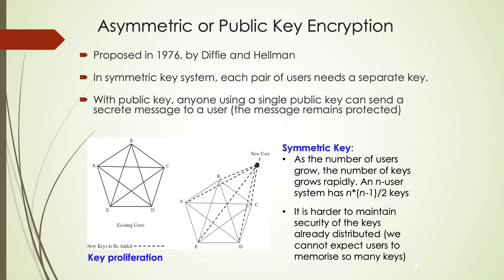And in that system, with a public key, just one public key, anyone using a single public key can send a secret message to a user. So every existing user only has to have their single private key, while the shared key is shared between everyone else.